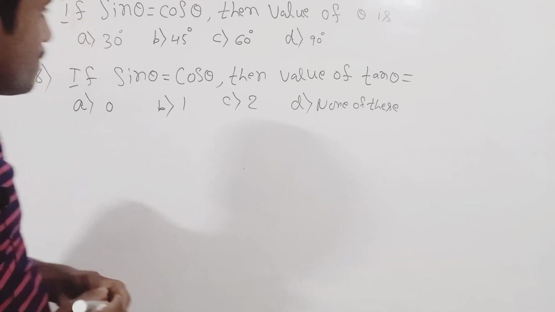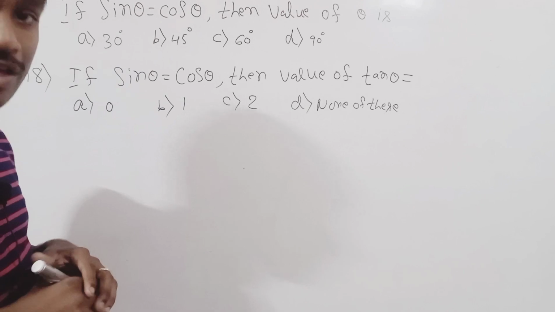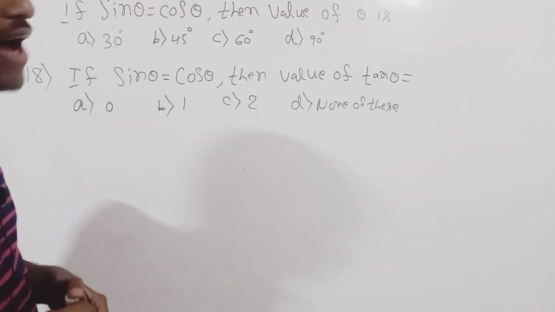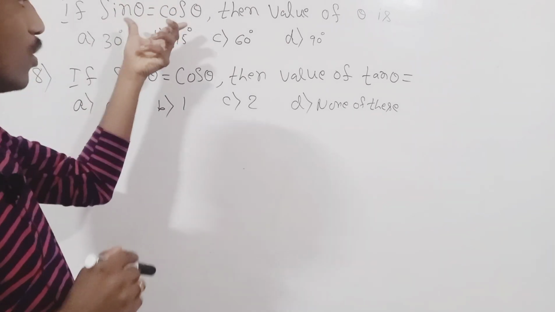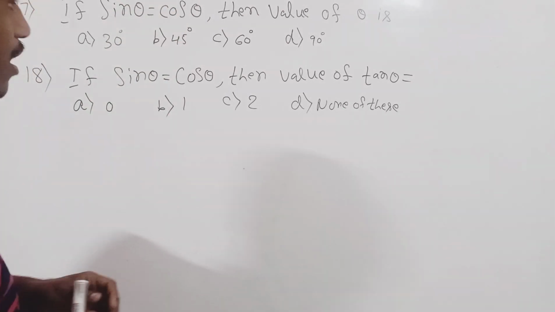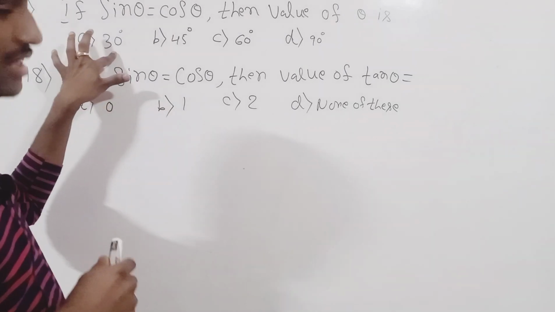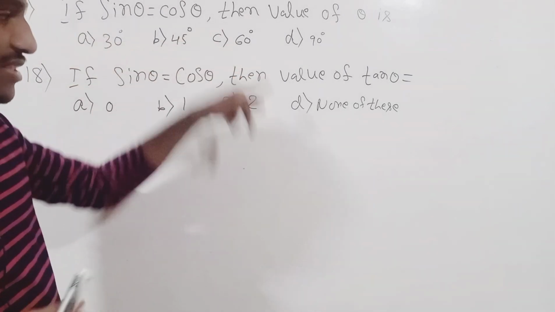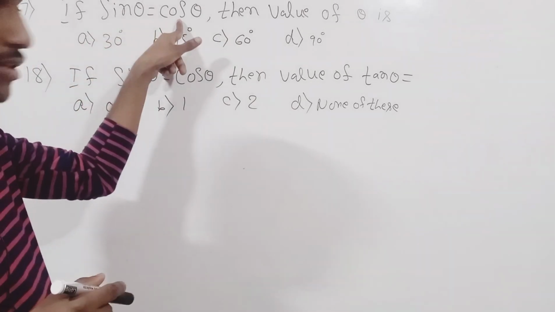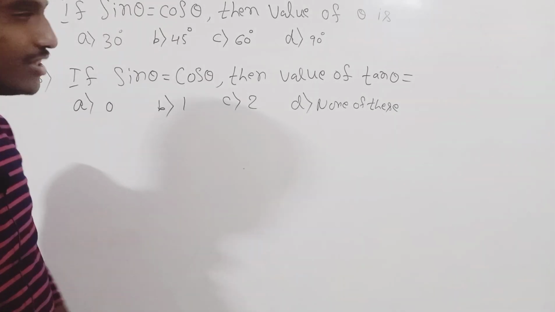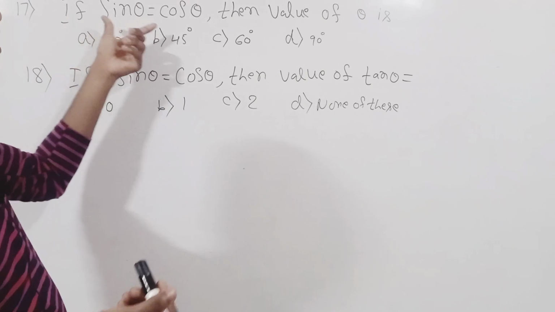Next set of questions. Here they have given if sin theta and cos theta are equal, then what will be the value of theta? If you look at the options, they have given 30, 45, 60 and 90. If you substitute sin 30 and cos 30, the values are not equal. Sin 30 is 1 by 2, cos 30 is root 3 by 2. So these are not equal.